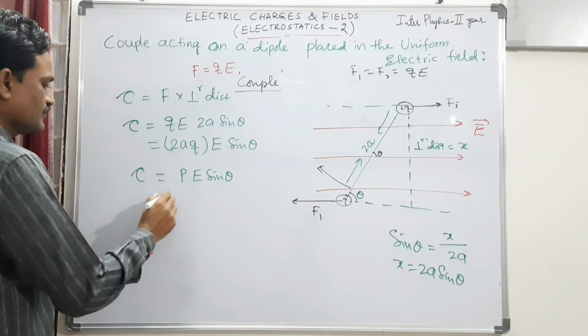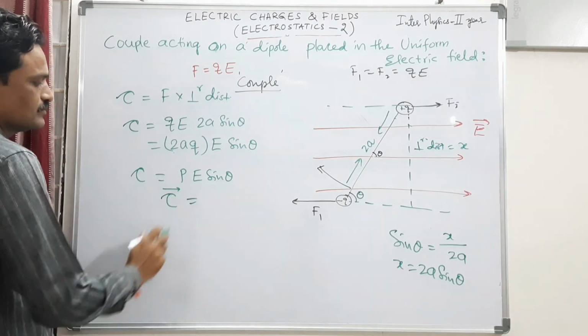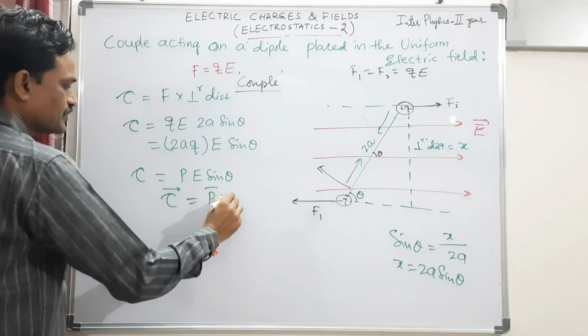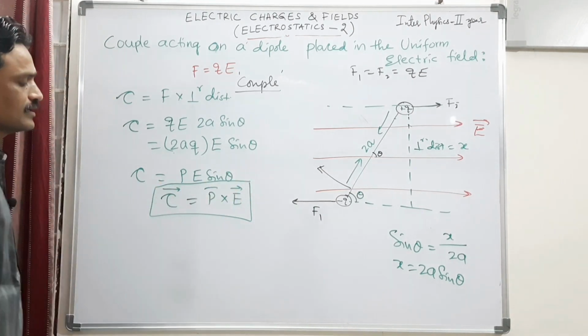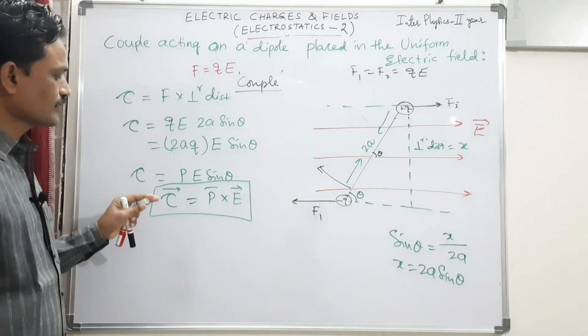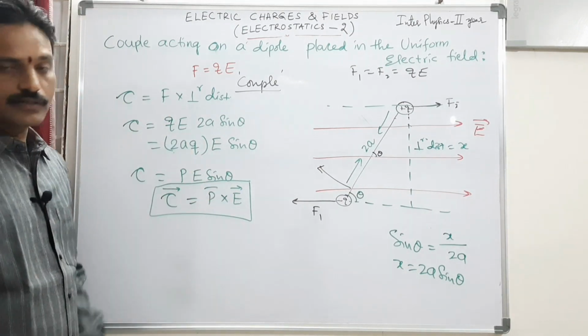I can write it in vector notation. So vector tau is equal to the cross product P cross E. So this is the expression for the couple acting on an electric dipole placed in a uniform electric field.